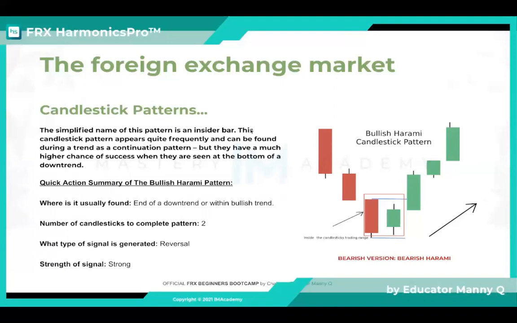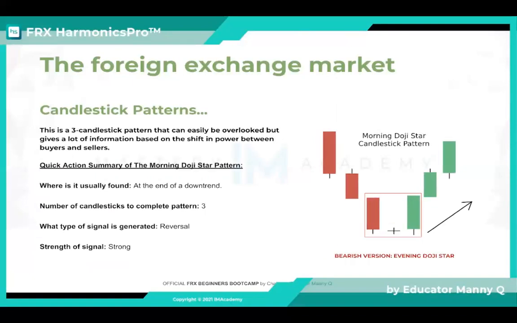This candlestick pattern appears quite frequently and can be found during a trend or as a continuation pattern. But they have a much higher chance of success when they are seen at the bottom or the top of the trend. So this is a 2 candlestick pattern. It generates a reversal mainly, and it has a very strong signal strength. The bearish version of a bullish harami would be a bearish harami, or bullish inside bar, bearish inside bar.